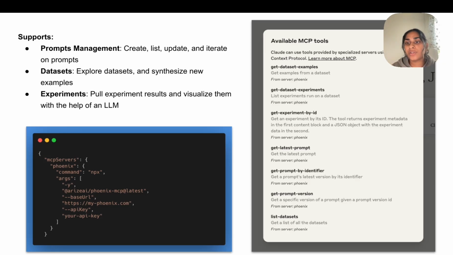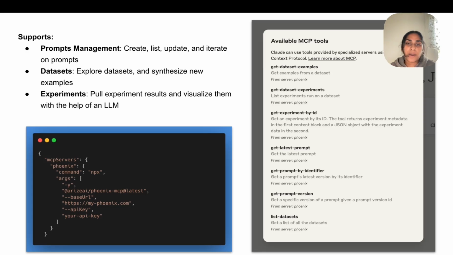On the right side here, you can see all of the available MCP tools that Phoenix provides. Things like get dataset examples, get experiment by ID, and even get latest prompt. These are all the endpoints that a tool like Claude can invoke in real time. And the setup is super simple. You can check out the config snippet in the bottom left.